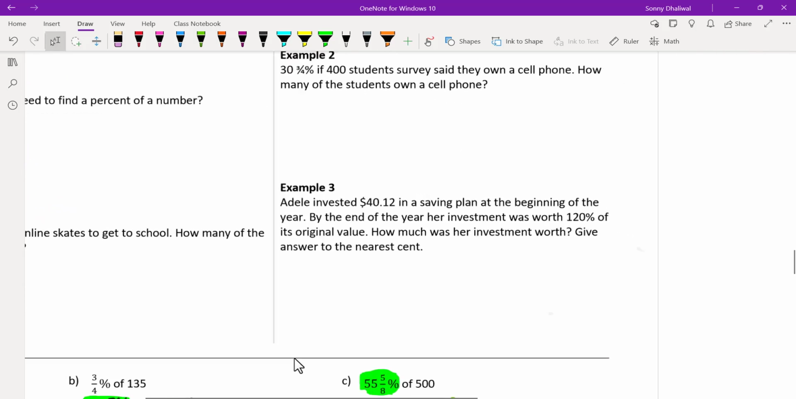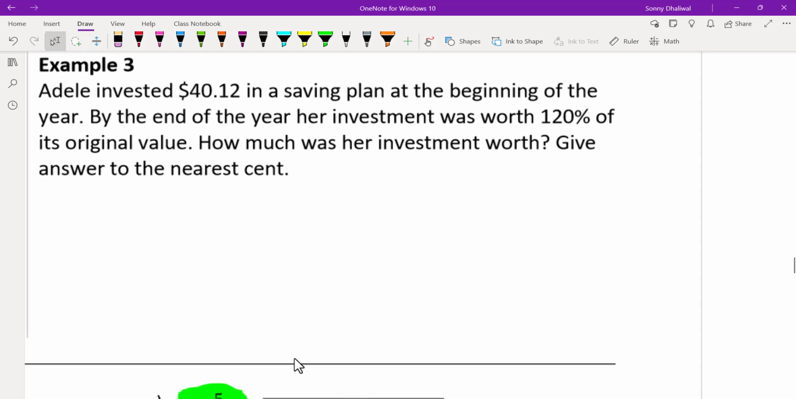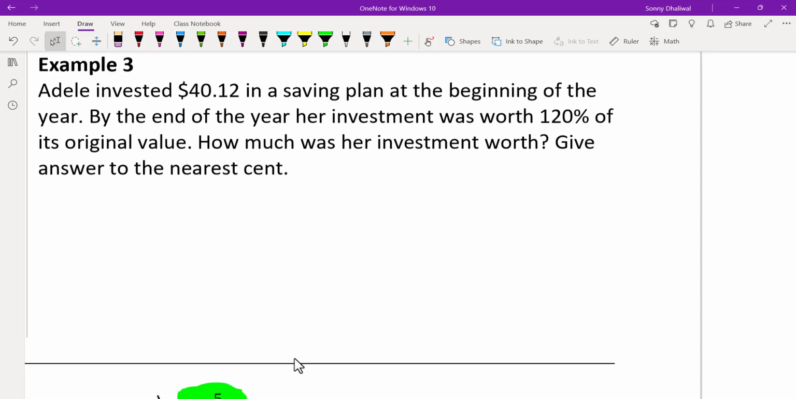And let's start off with the easier one. Let's start off with example 3. We're going to bounce around this page. All right, so a lot of word problems coming our way here. So we have Adele, who invested $40.12 into a savings plan at the beginning of the year. By the end of the year, it is worth 120% of its original value. And the question is, how much is it worth in terms of dollars?